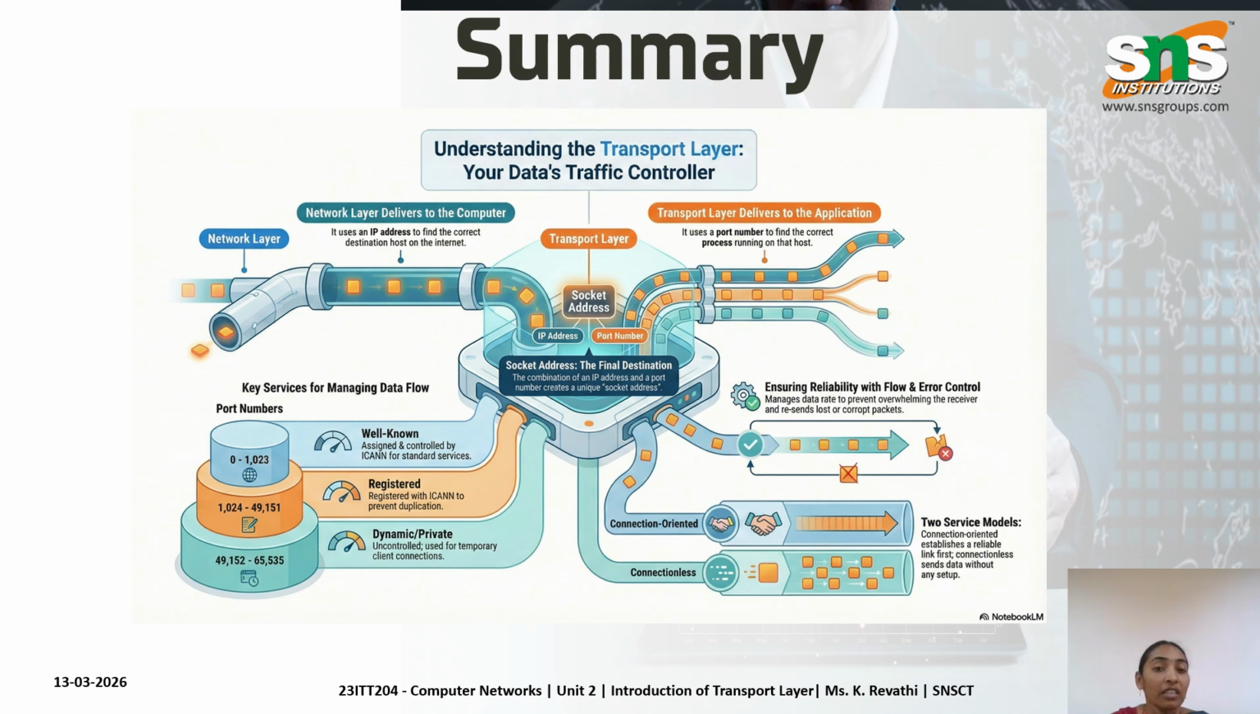Let us see a quick summary of today's lecture series. The transport layer enables process to process communication. It uses port numbers to identify applications. It provides functions such as multiplexing, encapsulation, error control, and congestion control. The two main protocols used in the transport layer are transmission control protocol and user datagram protocol, each designed for different communication needs.